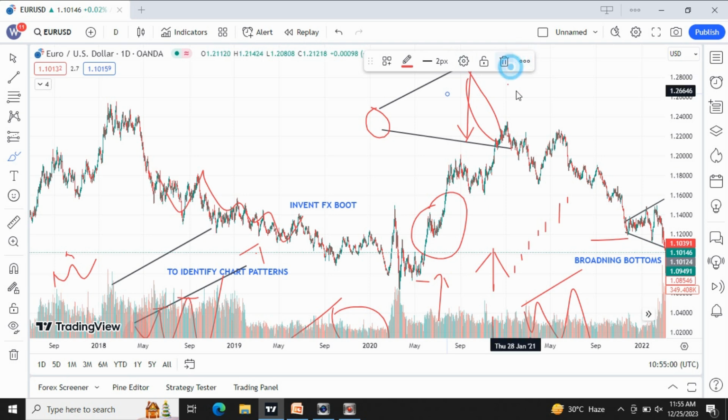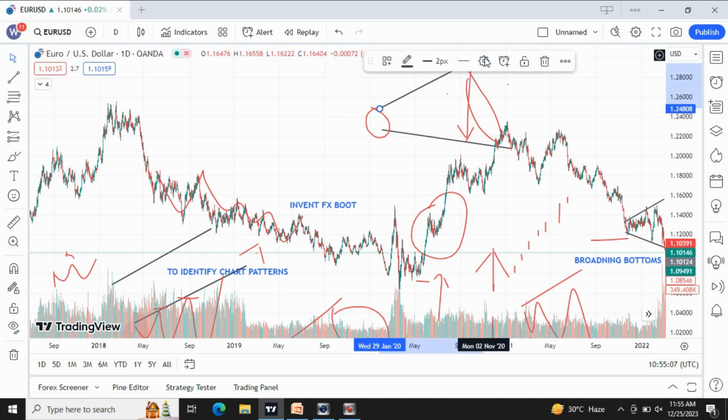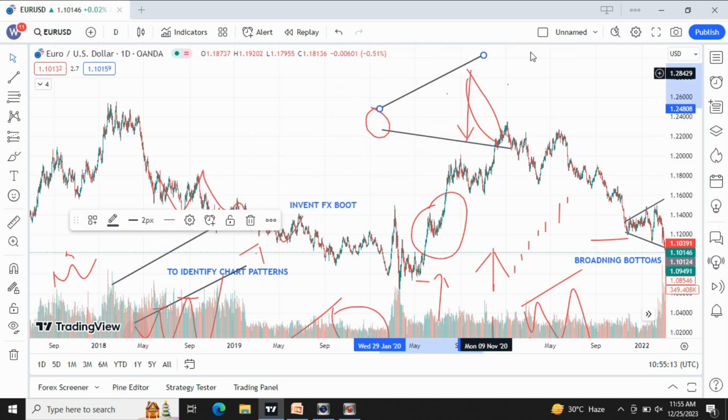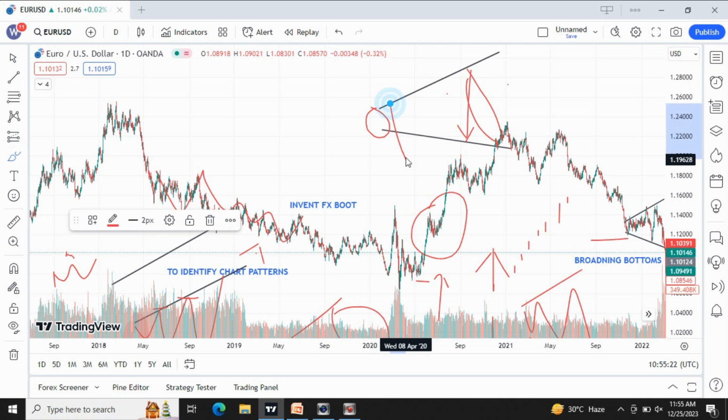Touches. A broadening bottom needs at least 2 minor highs and 2 minor lows to be a valid formation. Anything fewer means you are incorrect. Let me say it again. A broadening bottom needs at least 2 minor highs and 2 minor lows to be a valid formation. Anything fewer means you are incorrect.